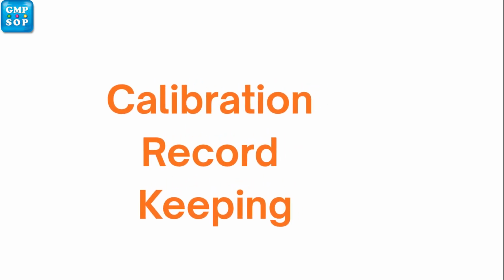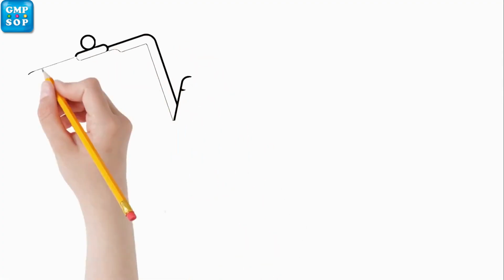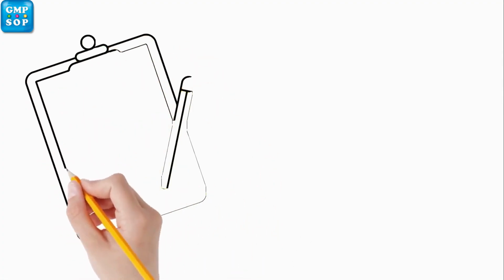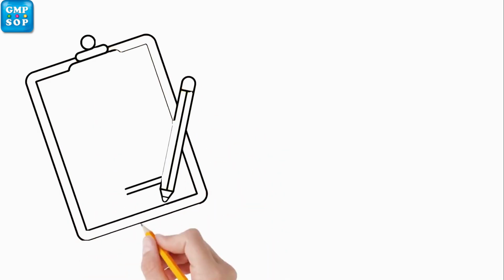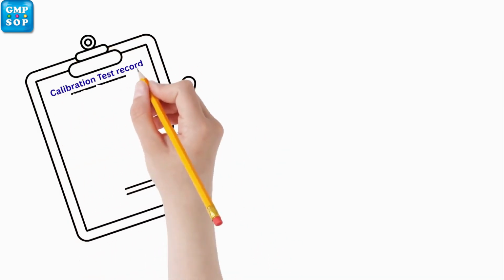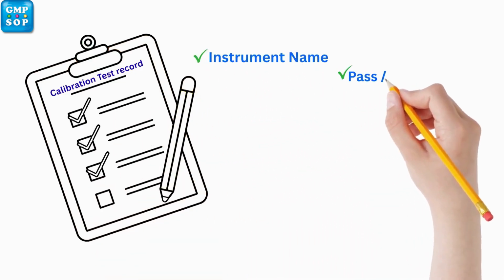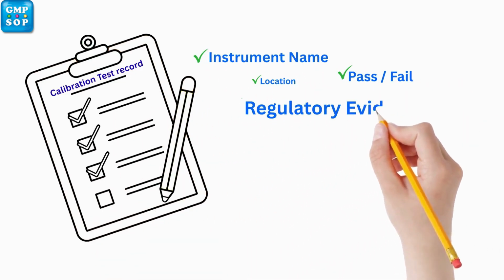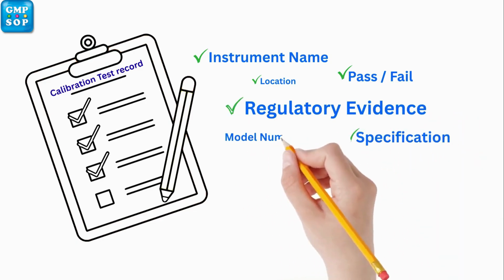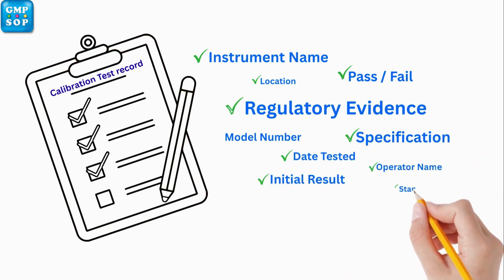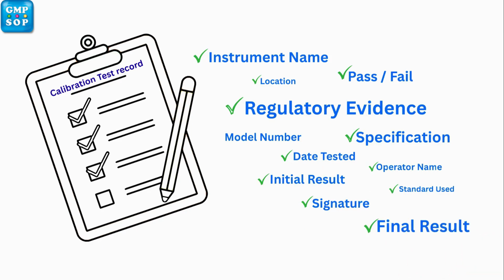Calibration record keeping. Record keeping is important for instrument calibration. Calibration records are essential as evidence during audits. The record includes instrument name, location, date performed, also the standards used, the initial and final results, and the pass or fail. Record if any adjustment was required. Keep the signatures of the operator.